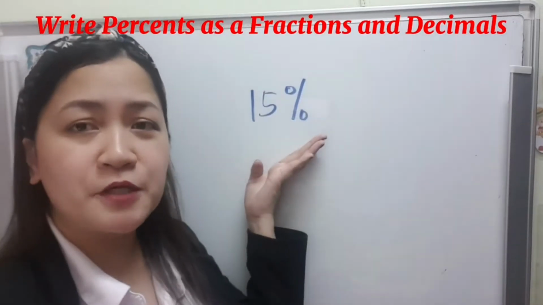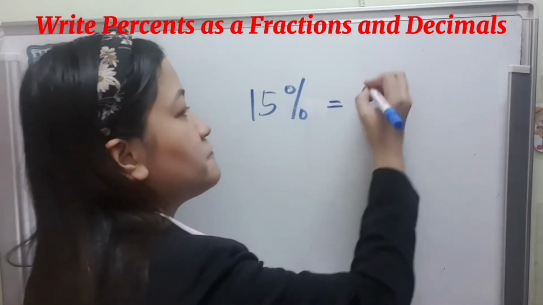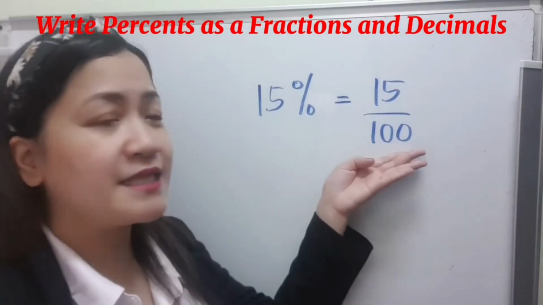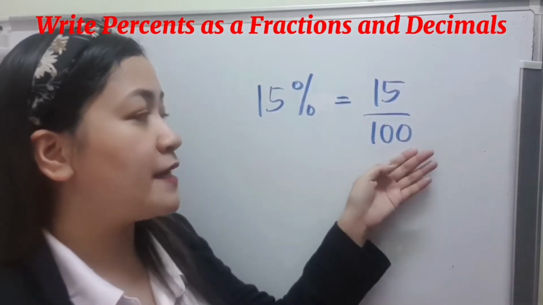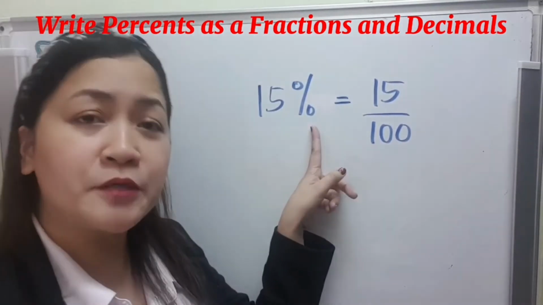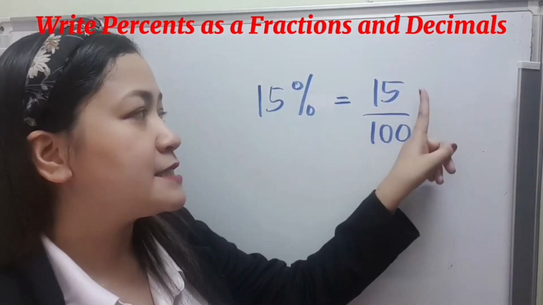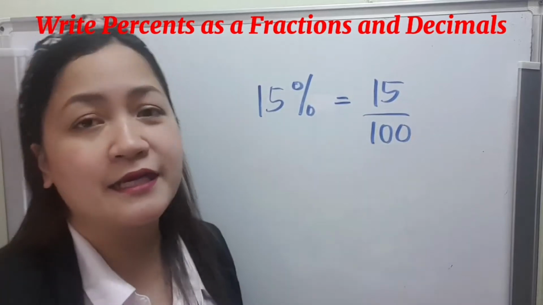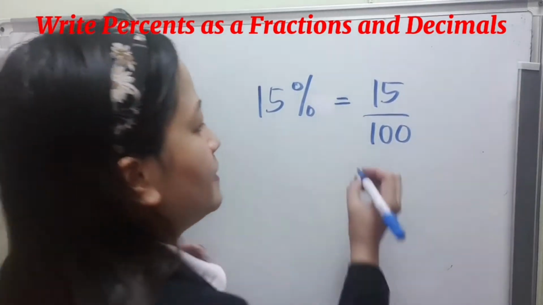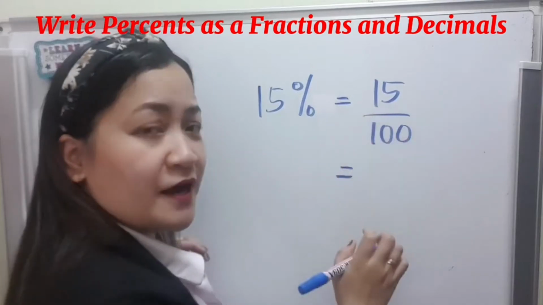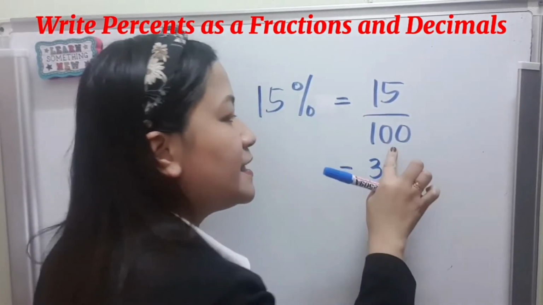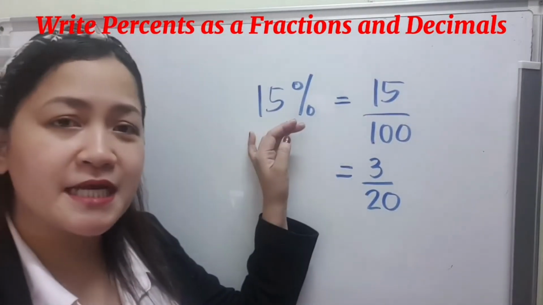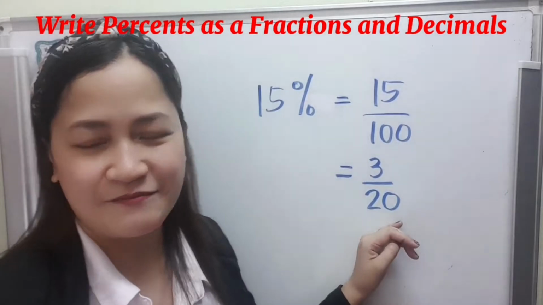Suppose we have here 15%. 15% means 15 out of 100. So this is now written in fraction form. When you write it in fraction form, you don't write the percent symbol anymore. And then we are going to simplify our fraction. So 15 and 100 both can be divided by 5. 15 divided by 5 is 3. 100 divided by 5 is 20. So that means 15% is equal to 3 over 20.